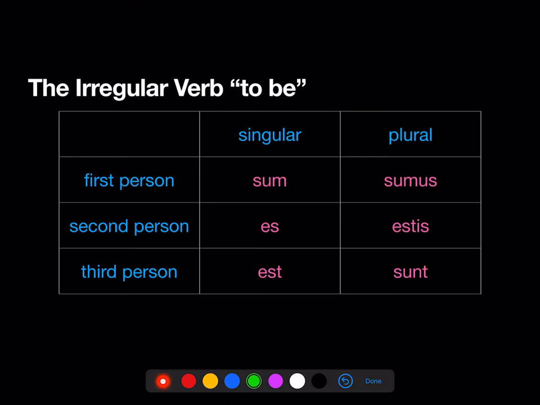For the irregular verb to be, we have to learn special forms. Sum, I am, es, you are, est, he, she, or it is, sumus, we are, estis, y'all are, sunt, they are.